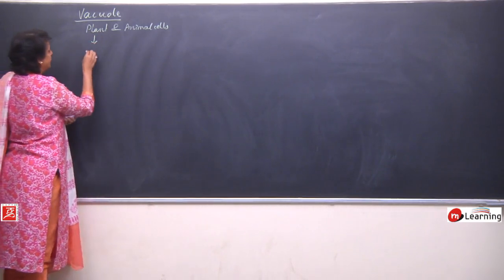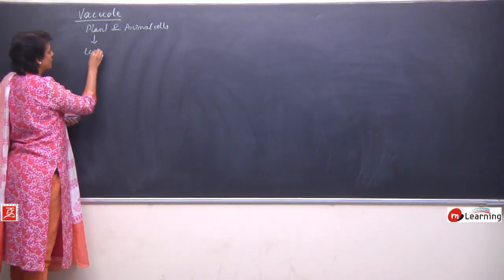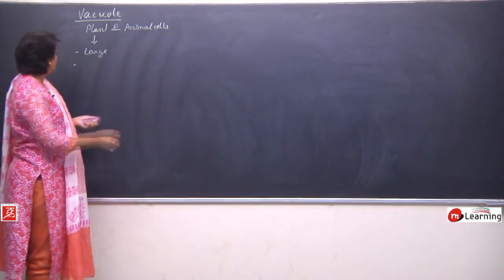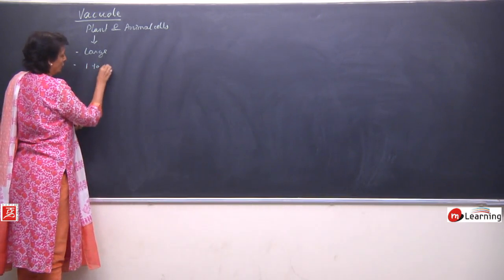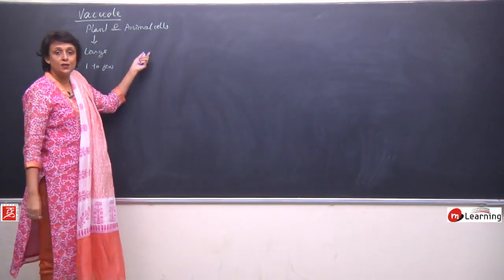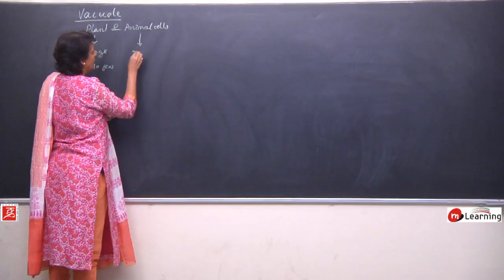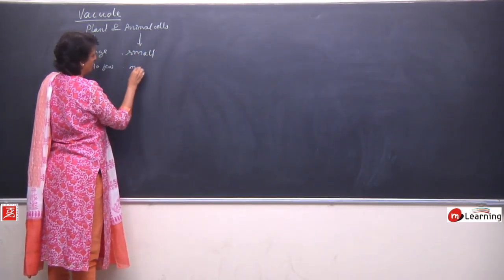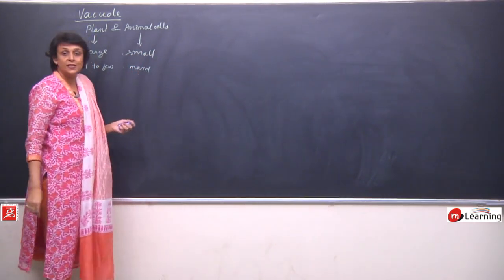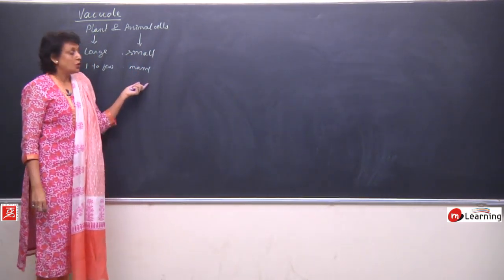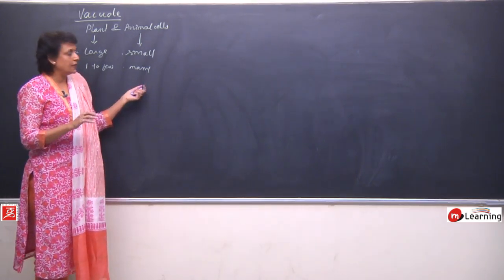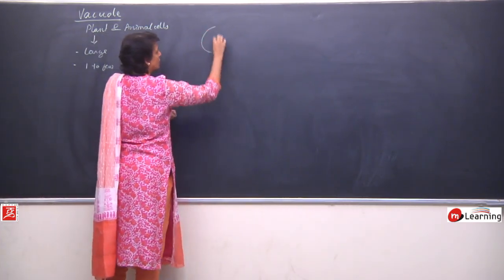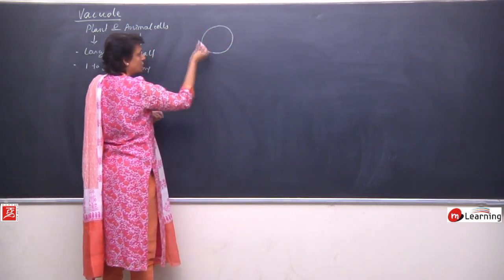Only thing is, in plants the vacuole is large and the number is normally 1, but it could be 1 to few, very few. And in animal cells, they are small and the number is normally more. So there are many vacuoles present. The shape of a vacuole is normally spherical or oval. So it's a simple circular membranous or membrane bound structure.